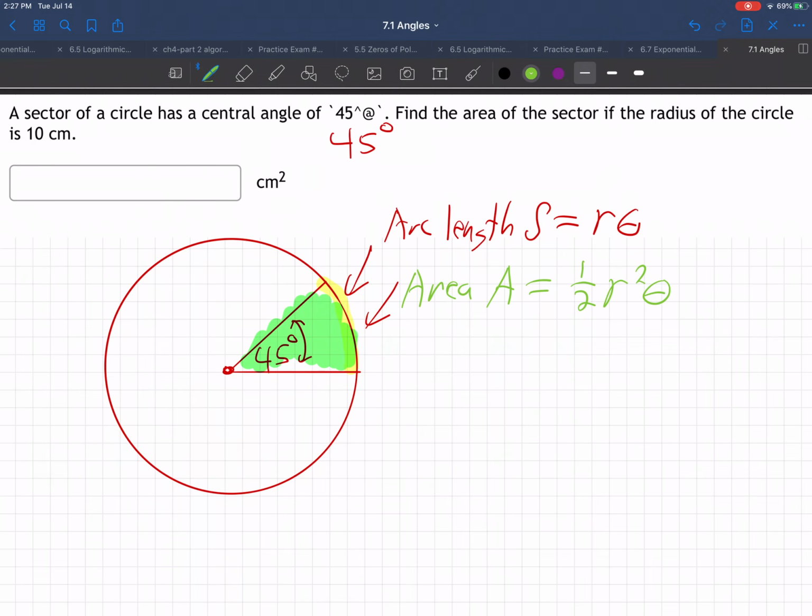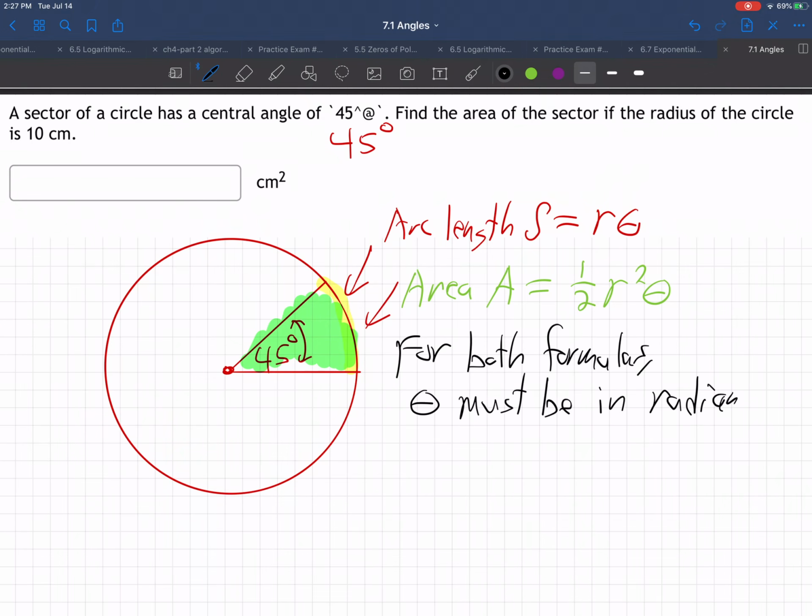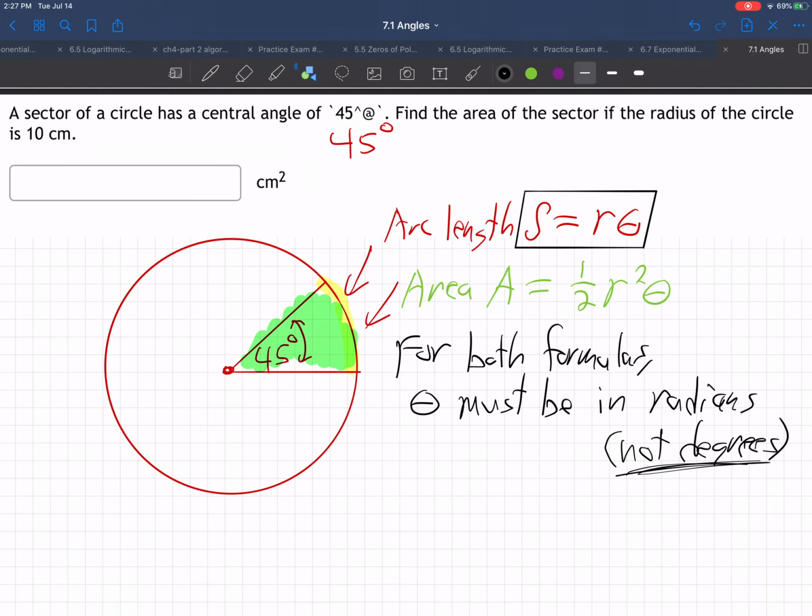But here's the crucial fact. You hear this. For both formulas, theta must be in radians, not degrees. So if you have degrees, you've got to change it to radians to use the formula. Both these formulas, S equals r theta, arc length, and A equals 1/2 r squared theta, area of a sector of a circle, have to be in radians, not degrees, for the formulas to work.